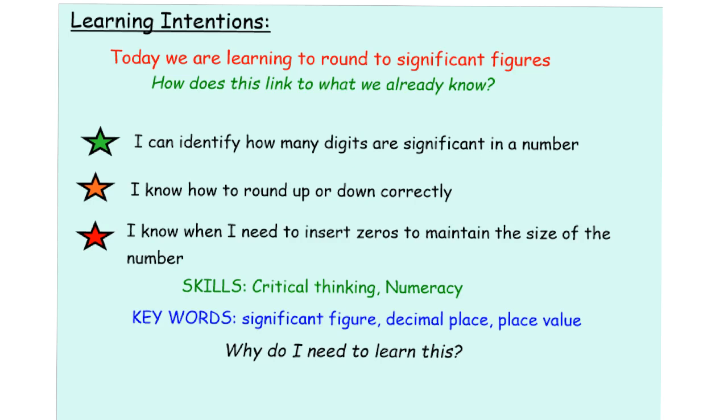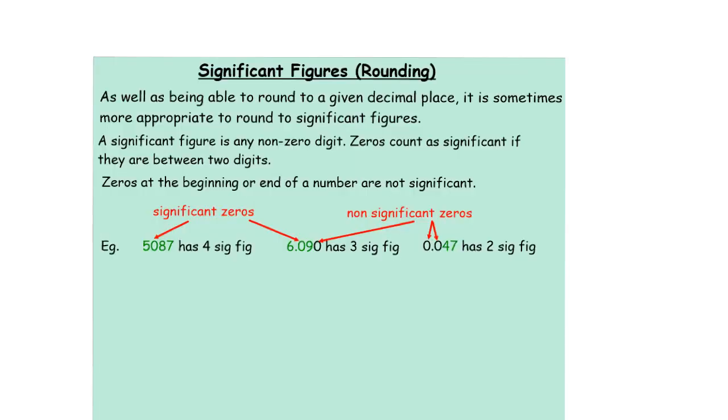So this is very similar to rounding to decimal places, which you've done before. You're going to be practicing your critical thinking and numeracy skills, and really the main new keyword is the significant figure if you've not come across that before. Okay, so sometimes rounding to significant figures is more appropriate than rounding to a decimal place, so we need to know how to do both for National 5.